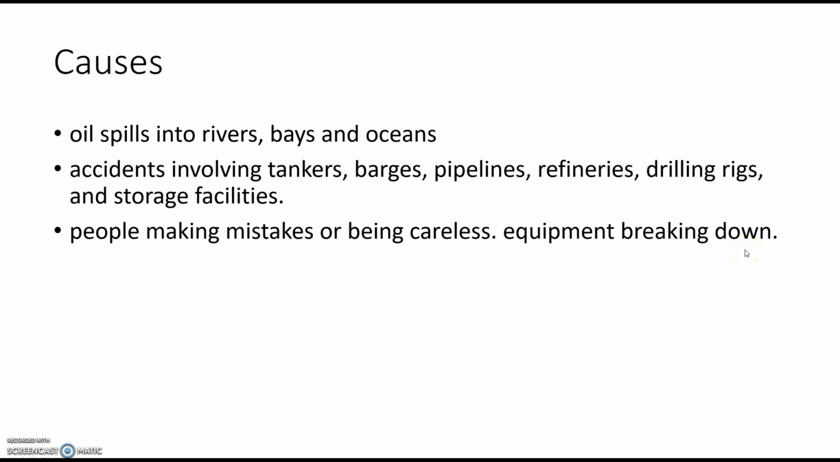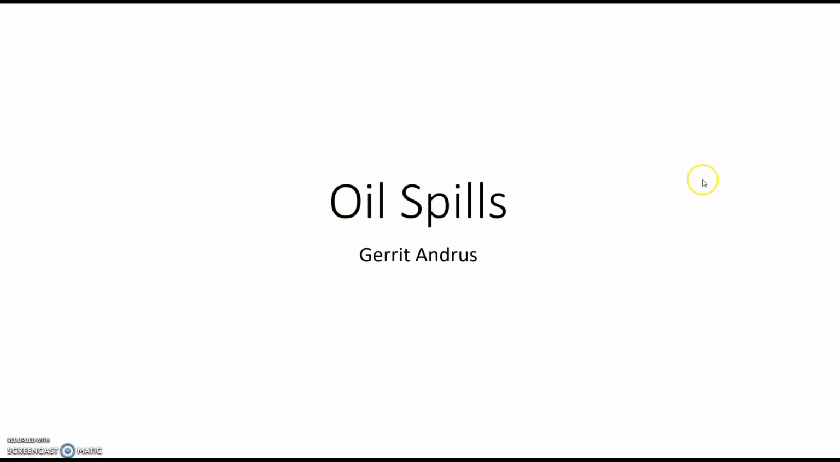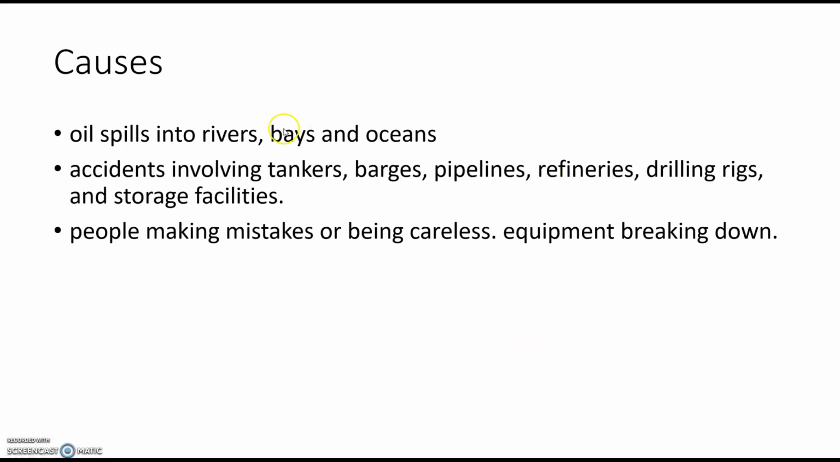Causes. There are many causes, but I picked these because they're the most common. Obviously, oil can spill when we didn't mean to do that. Oil can spill into rivers, bays, and oceans. There can be accidents involving tankers, pipelines, refineries, drilling rigs, and storage facilities, because not everything's 100% spill proof.